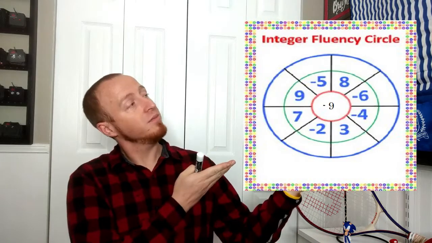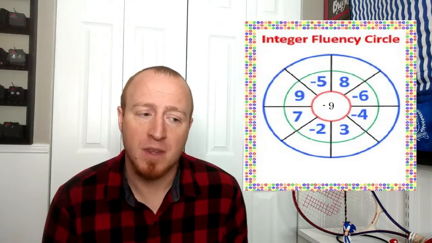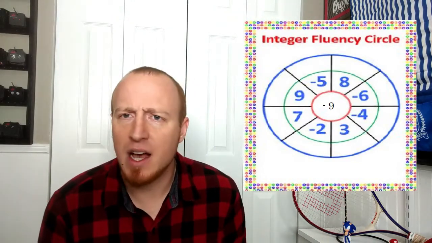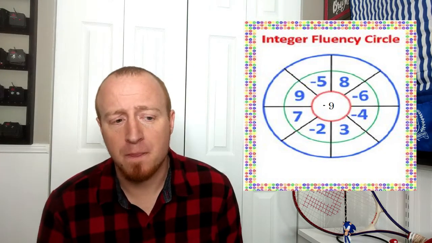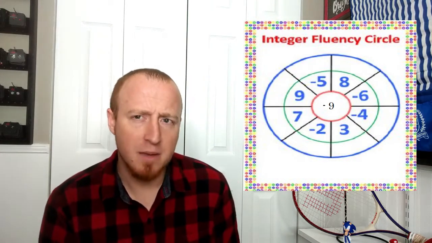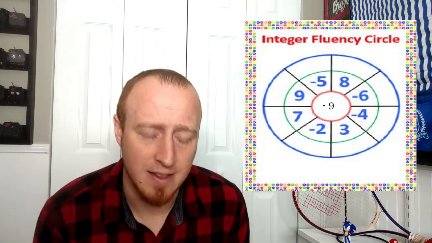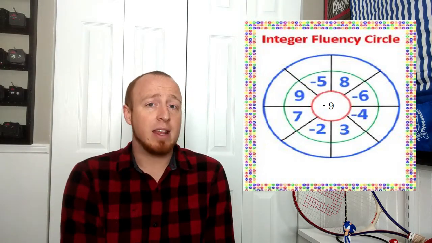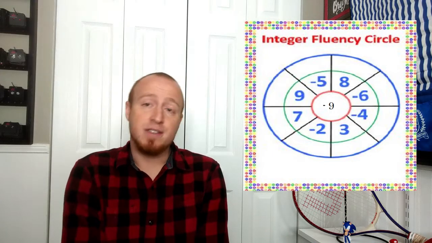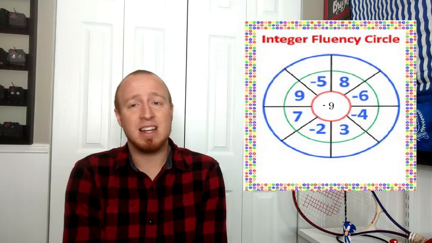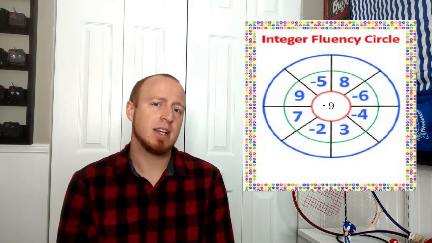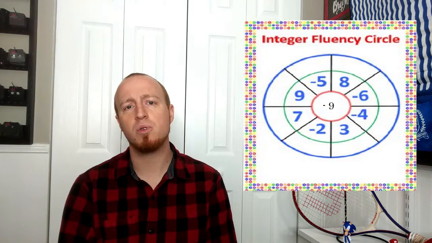Here we go. Negative 9 in the middle. So now we're adding negative 9 to all of these numbers. Okay? So think about the first one. Remember, we start in the top right with 8. We're adding that middle value to all these numbers on the outside. So it's like saying negative 9 plus 8. Think about what you would put.